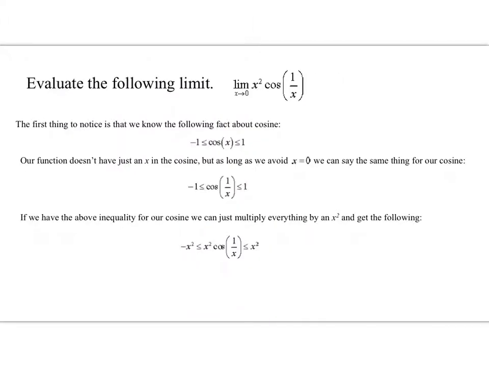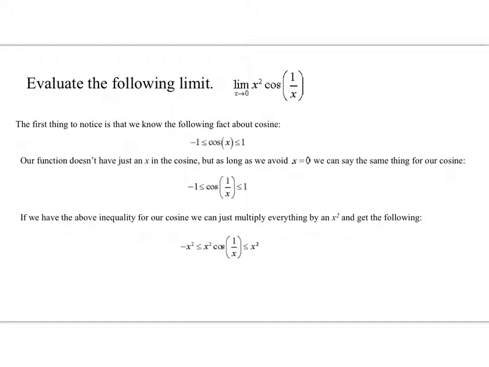All right, so we want to evaluate the limit as x approaches 0 of x squared times the cosine of 1 over x. Well, I can't plug 0 in because I'd have an undefined function. I can't do it. So what we notice instead is we said, okay, we know that negative 1 is always less than or equal to cosine of x, which is always less than or equal to 1. Okay, well, we don't just have the cosine of x.